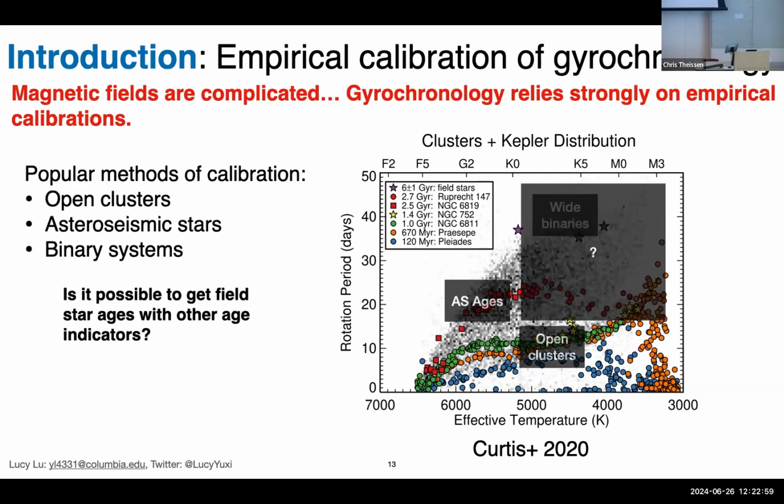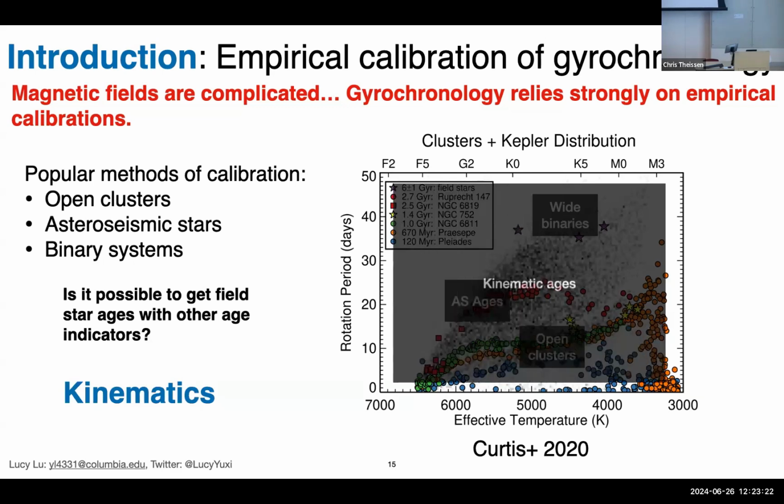So we run into a big problem: we don't have calibrators for very low mass, old M dwarfs. Since Gaia DR3 came out last year, it has provided tens of millions of RVs for nearby stars. So it's a great time to calibrate gyrochronology with kinematic ages. Not only can it be used to calibrate low mass stars, we can get a consistent sample across the entire rotation period and temperature space.